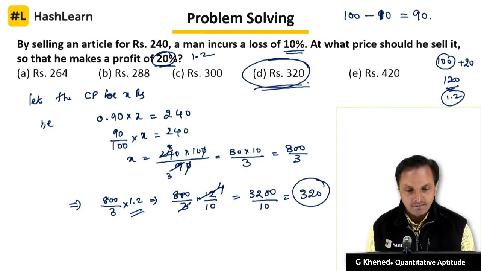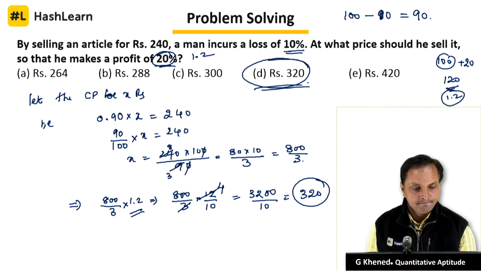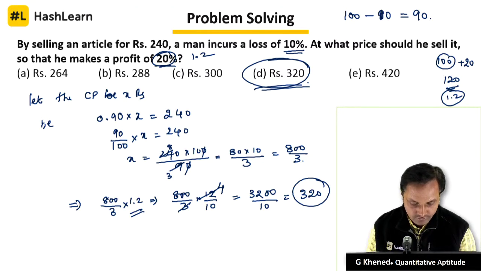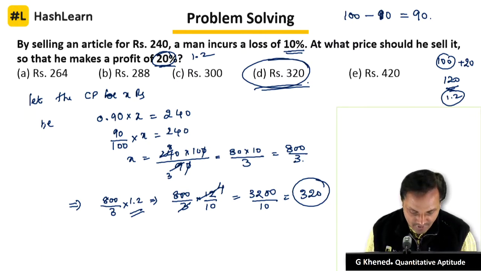So problem number 2, the option is D. Fine, then let us go to the next example.